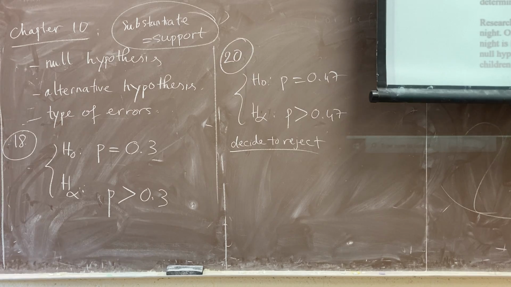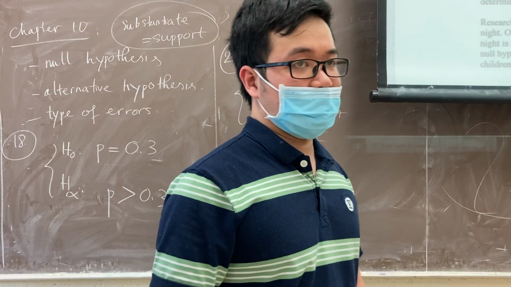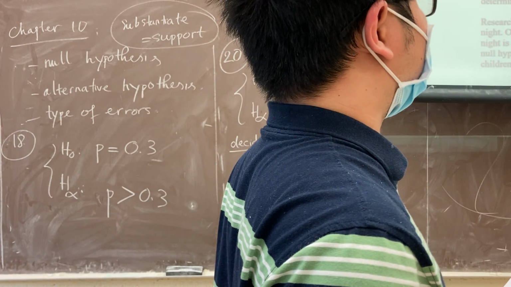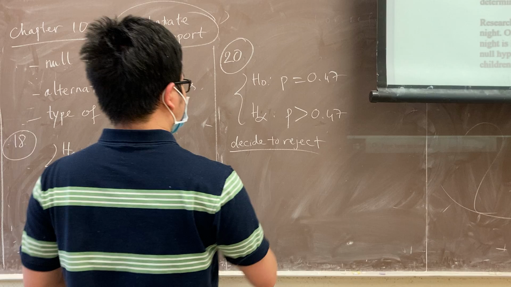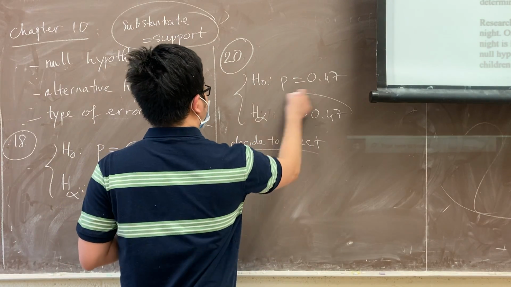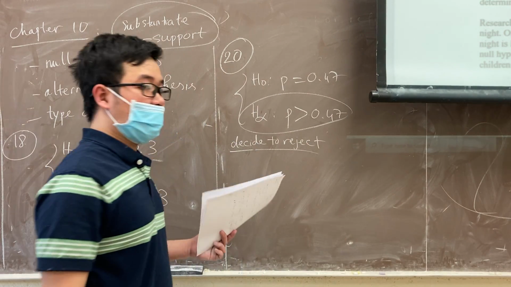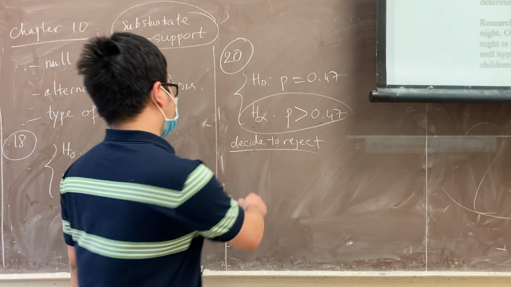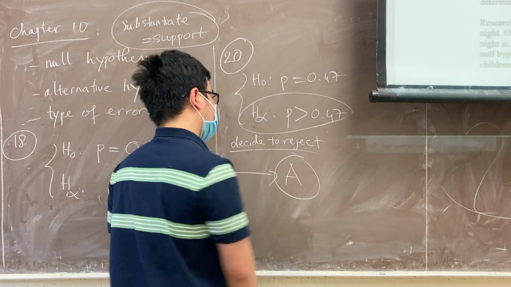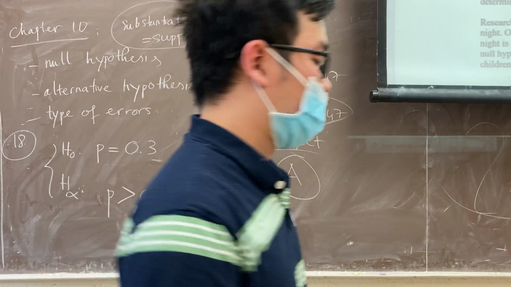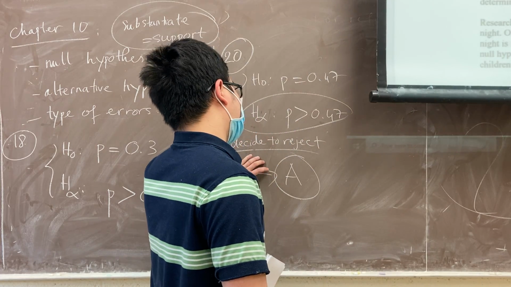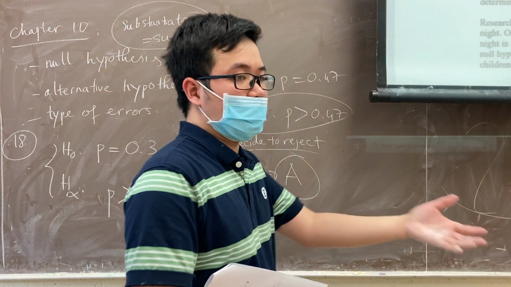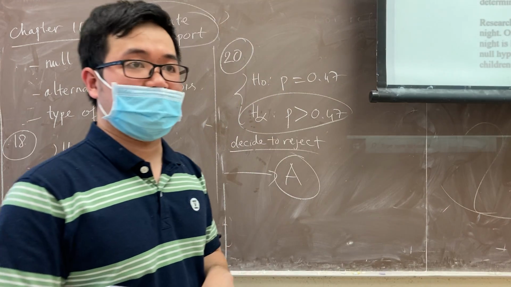Okay, so could you tell me which answer? Okay, Liv, please. A. There is sufficient evidence. Yeah, exactly. Because they decide to reject, right? Decide to reject, that means they have enough evidence to accept the alternative hypothesis, right? So A is the answer. When they don't have sufficient evidence to prove the alternative is correct, they fail to reject the null hypothesis, right?